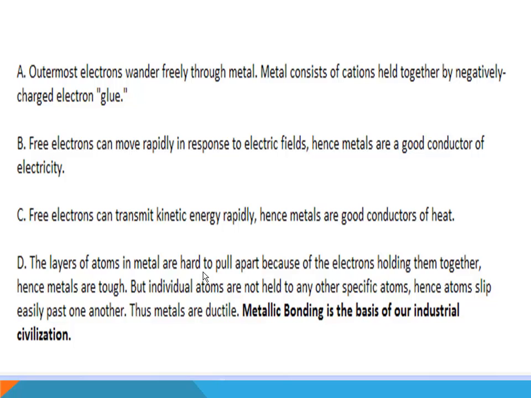Energy can flow freely, therefore you can heat up your pasta pot or whatever dish you want very quickly if it's metal. And it's really hard to pull apart, to break, because of these electrons holding the atoms together. Atoms slip between each other, therefore they can be very ductile, which is very important to a lot of industry, especially with copper.